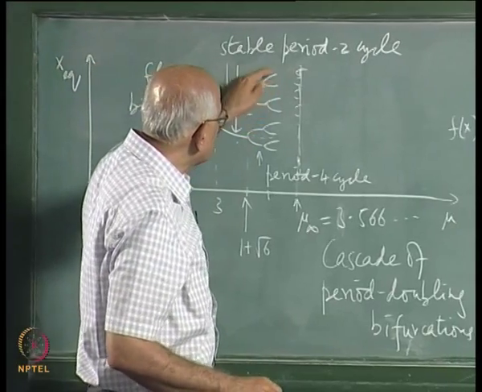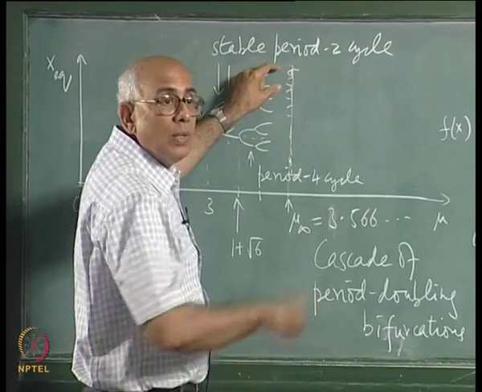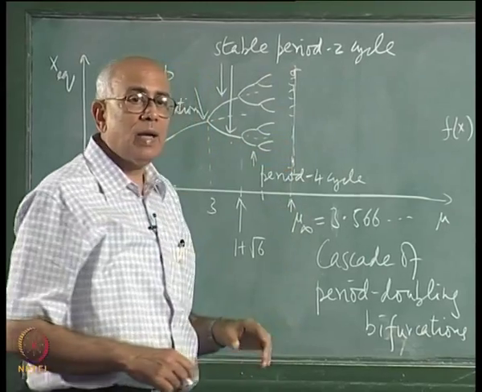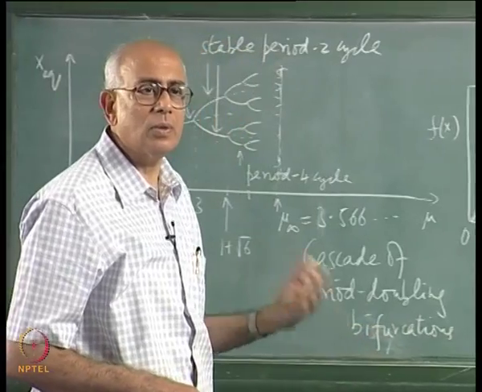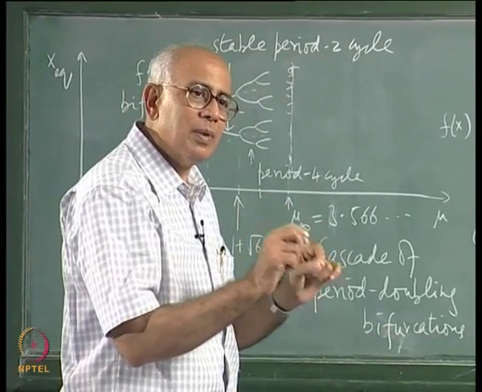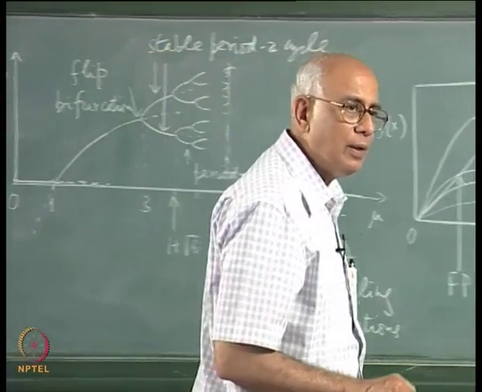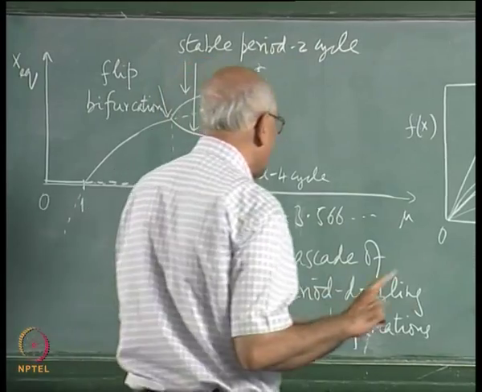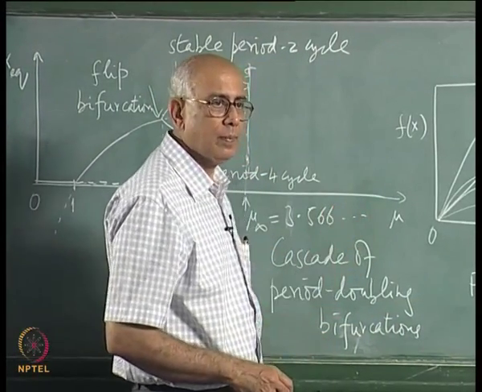The limit points of all these period 2 to the n cycles out here is a set of points which has got a fractal dimensionality between 0 and 1. It is of the order of 0.57 or something like that. So it is a dust, it is a set of particles, a set of points on the unit interval. I will come back and explain what fractals are. So when I do that, remind me to go back and tell you this. It is not a continuous interval.